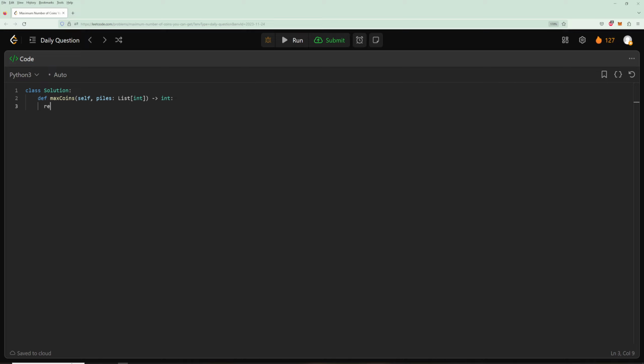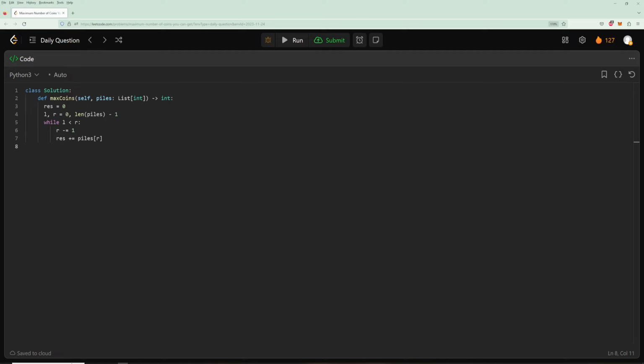Essentially, we're going to have a result, and a left and a right pointer. So we'll say left, right equals 0, piles. And we can just say while left is less than right, let's simulate this thing, right? The first person will take the rightmost coin, so we'll simulate that by moving the rightmost index. Then we get to take the next one, so we will add that to the result. We'll say result plus equals piles right.